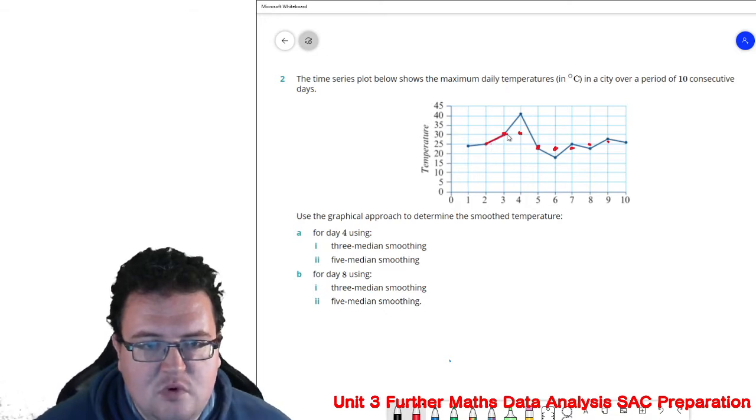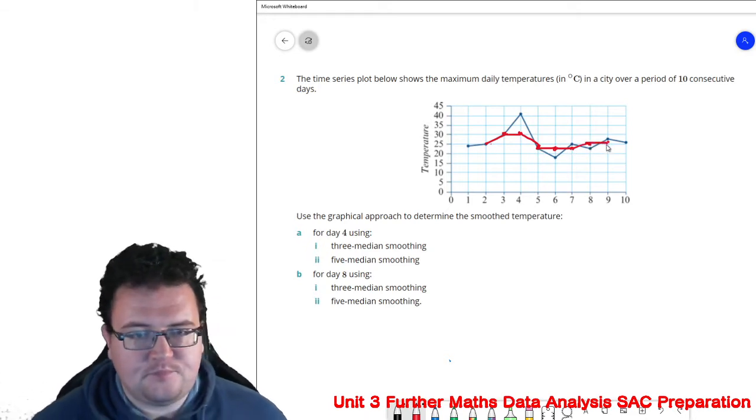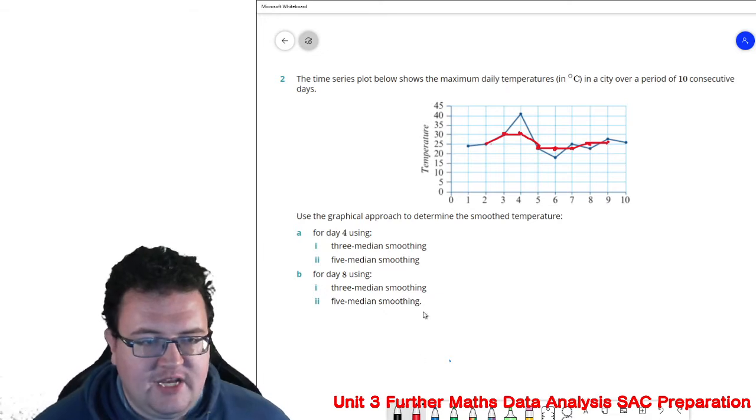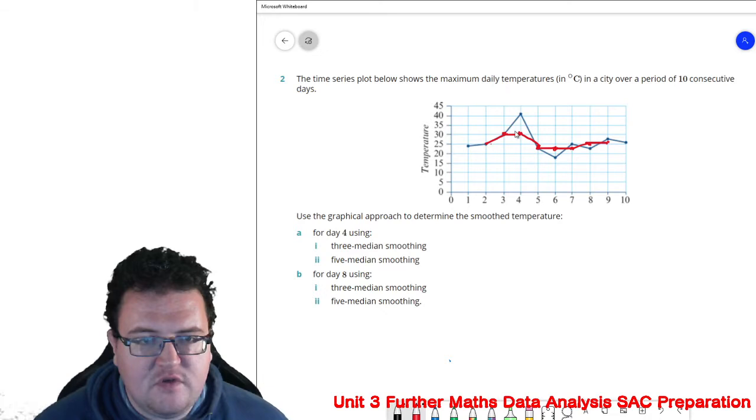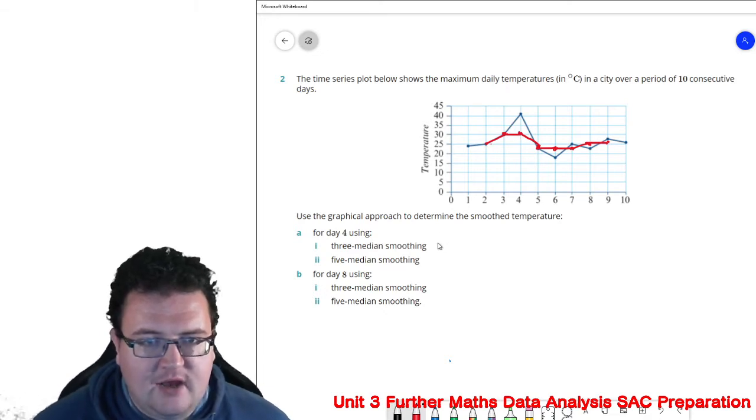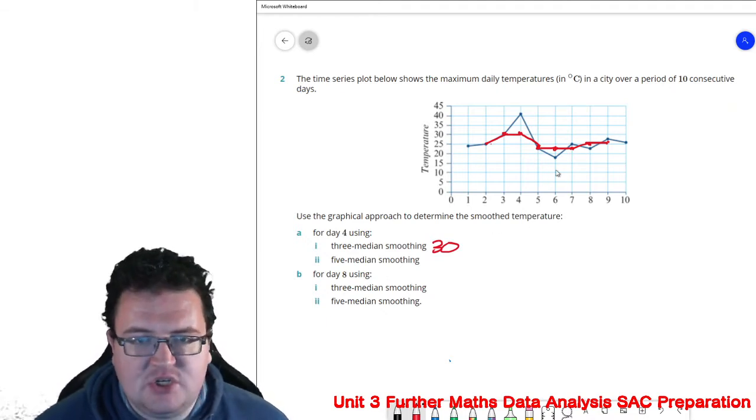So the smooth median for that graph is going to be slightly different. So in here, for day 4, using 3 median smoothing, we've come out and we've got 30. For day 8, using 3 median smoothing, we've got 25.